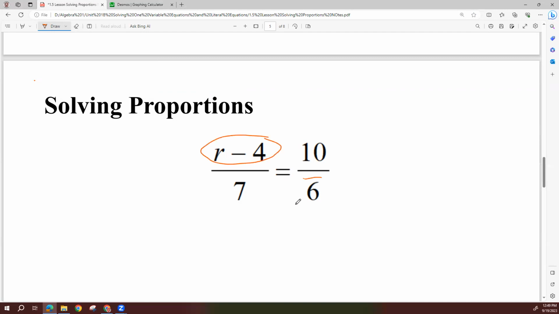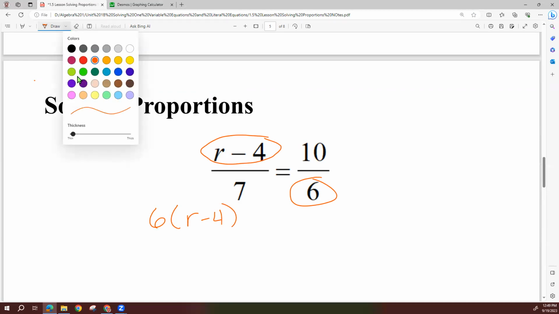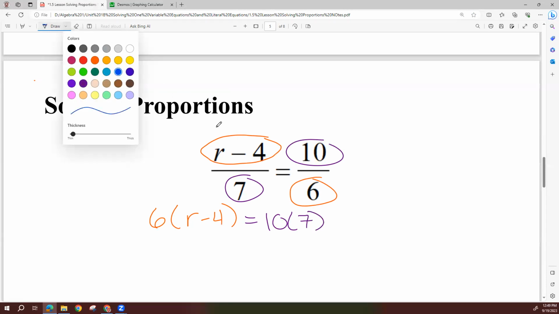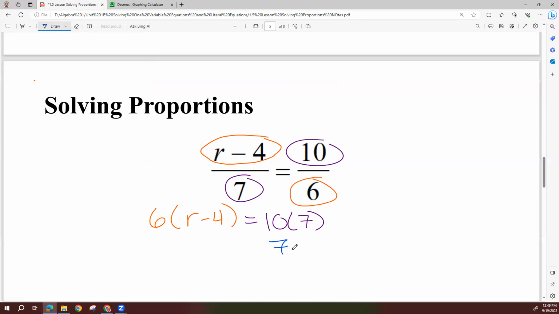I'm going to multiply the top of one fraction by the bottom of the other. I'm going to use my parentheses around that complicated r minus 4. Then I'm going to multiply 10 times 7. And then I can get 70 for that. And while I have this number next to this parentheses, I can't combine r and negative 4 because they're not like terms. However, I can multiply 6 by both of them. 6 times r is 6r. 6 times negative 4 is negative 24.